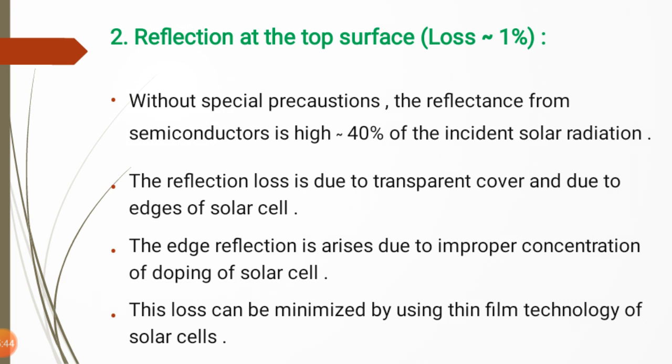Without any special precaution the loss is very high. If we take some precaution, the loss can be reduced. So the maximum solar radiation can be reflected from the glass surface.